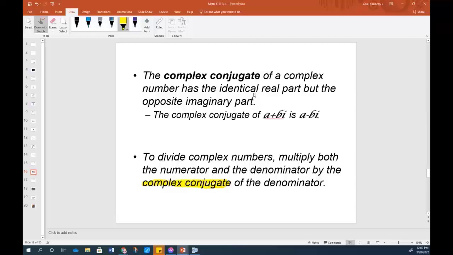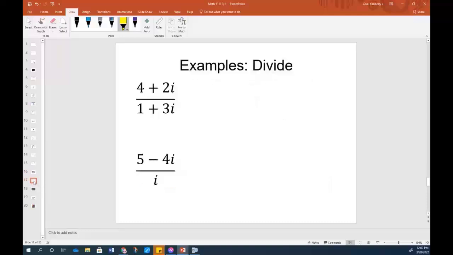The complex conjugate has the identical real part, but the opposite imaginary part. So the quick fix there is, if you notice the way this is written, a plus bi, and the next one says a minus bi. You're just going to leave the first one alone, change the middle sign, and that's our complex conjugate. Now, we only focus on the denominator. We need to use the complex conjugate of the denominator. So keep your eyes focused on the denominator as we go through this.